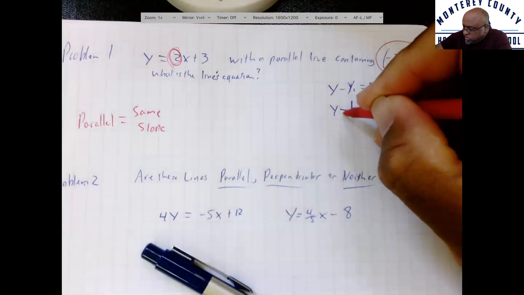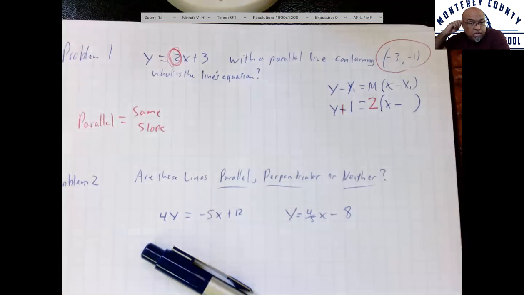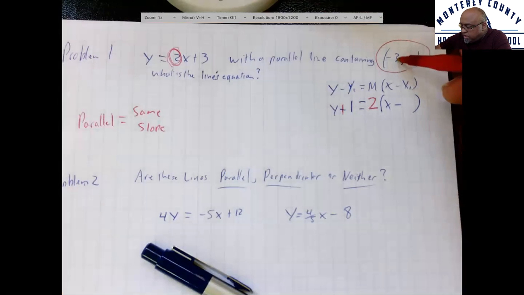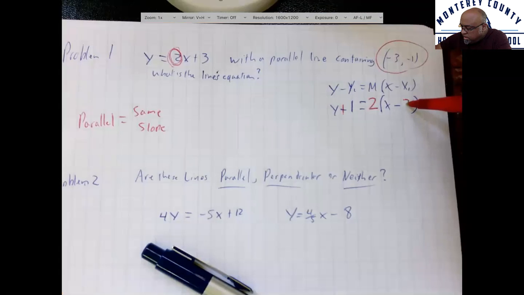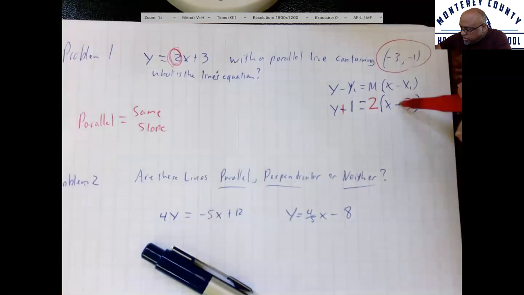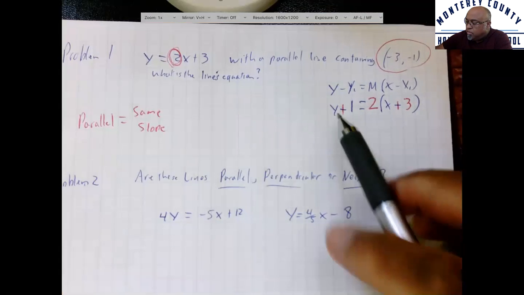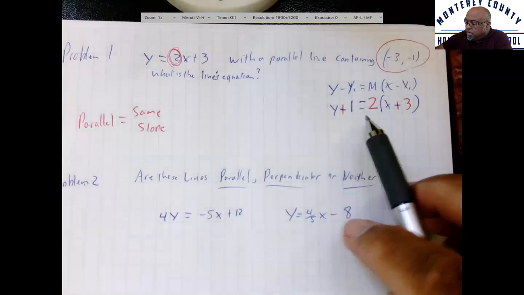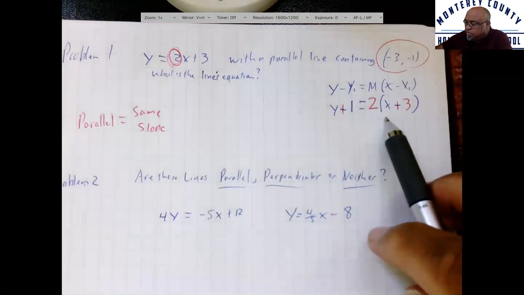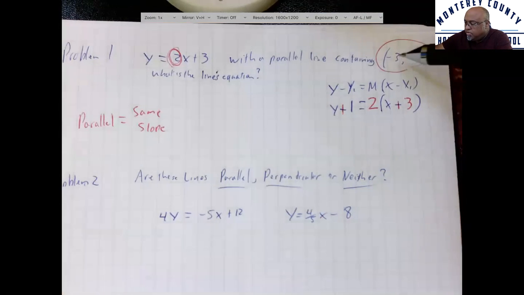Now, since that's -1, I can either write it as y minus -1, or I can write it as y plus 1. And my x value is -3, so I can either write that as minus -3 or plus 3. So my equation would be y plus 1 is equal to 2 times x plus 3. I substituted in the point.